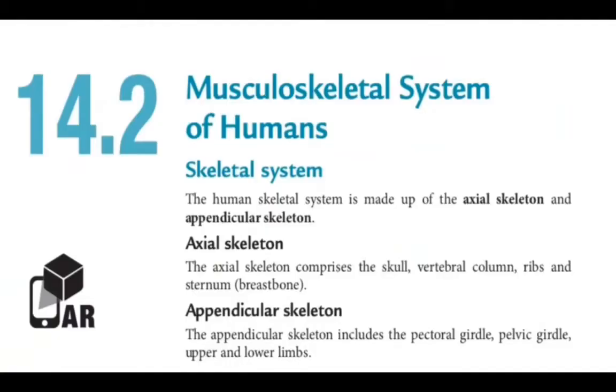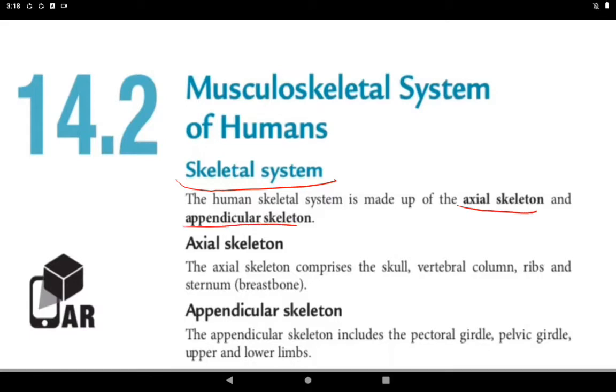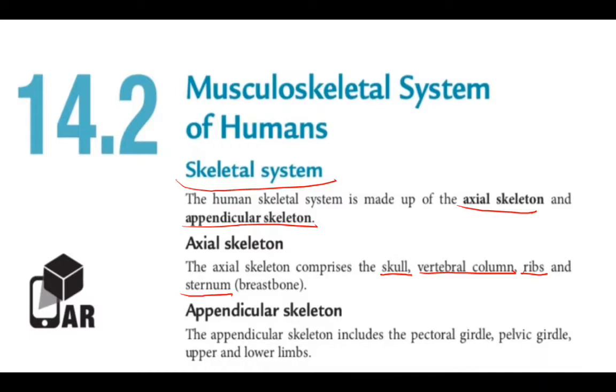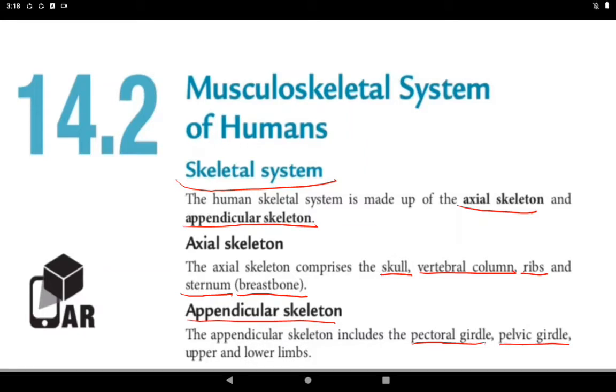14.2, Musculoskeletal systems of human. The human skeletal system is made up of axial skeleton and appendicular skeleton. The axial skeleton comprises the skull, the vertebral column, ribs, and the sternum. This is the breastbone, tulang di tengah dada kita. Then the second one, appendicular skeleton, includes the pectoral girdle, pelvic girdle, and upper and lower limbs.